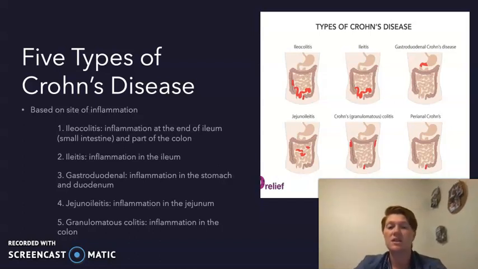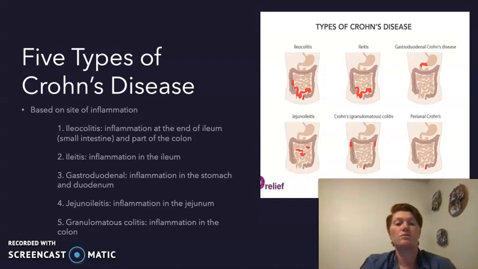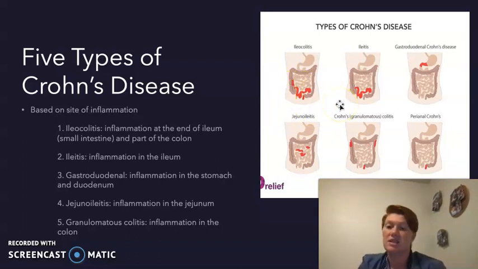So the small intestine is divided up into 3 regions. From the top to the bottom, there is the duodenum, and then the jejunum, and then the ileum. So the main type of Crohn's is ileocolitis, and that is the inflammation of the ileum and then the colon. So as you can see right here, it's the bottom of the small intestine and part of the colon. There's ileitis, which is just the ileum, and then gastroduodenal, which is part of the stomach and then the duodenum.